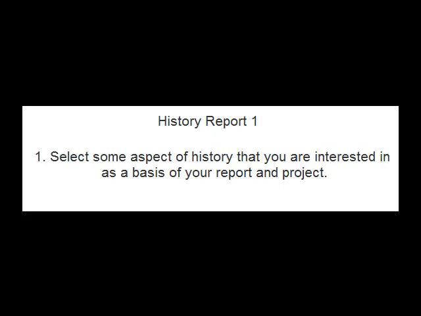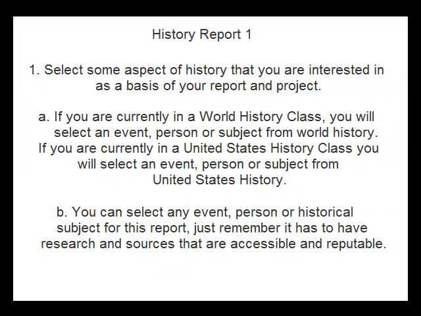Here is the syllabus and outline of your report. 1. You will select some aspect of history that you are interested in as a basis of your report and project. There are a few requirements and parameters to this history report. A. If you are currently in a world history class, you will need to select an event, person, or subject from world history. If you are currently in a United States history class, you will select an event, person, or subject from United States history. Now you can be as creative as you want to with this report as far as what subject matter you want to get involved in.